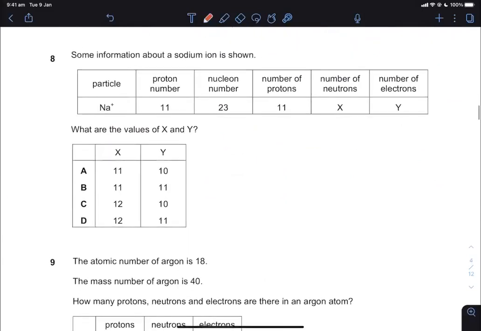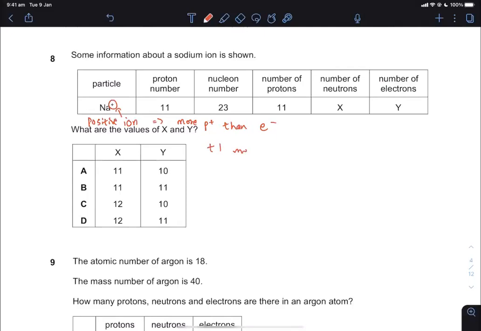Question 8 is about atomic structure. Here you have Na+. Plus 1 means it's an ion. It's a positive ion. Positive ions means there are more protons than electrons. Protons have a positive charge. Electron has a negative charge.